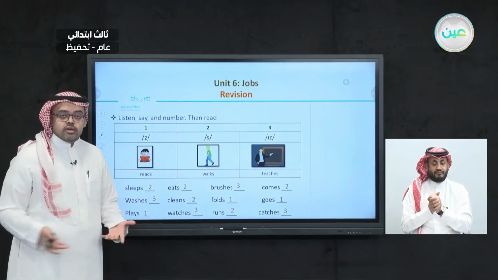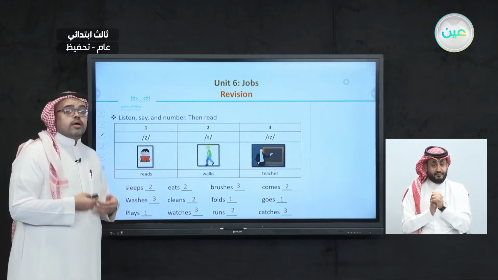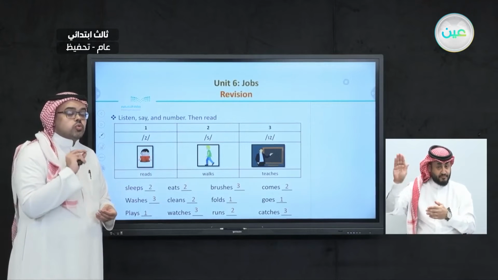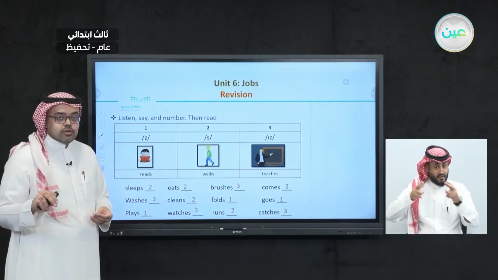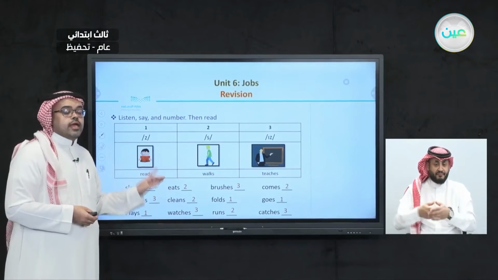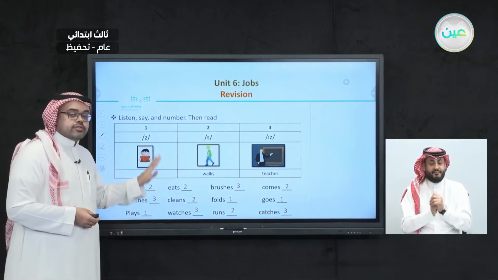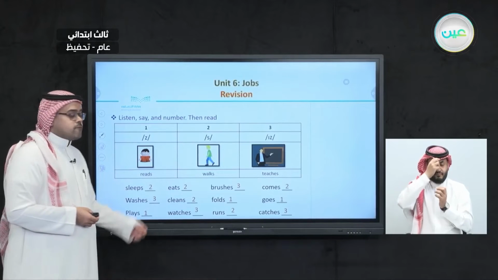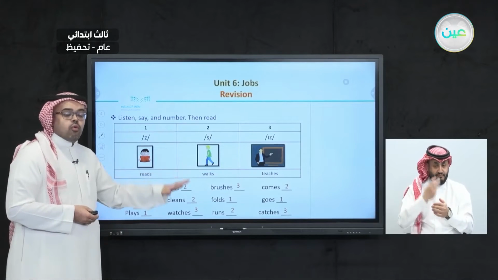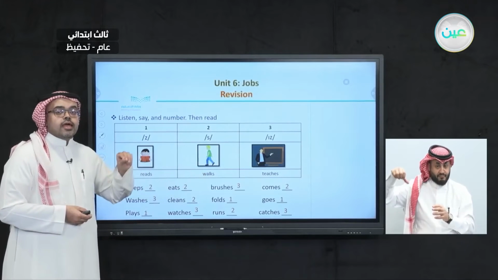And we said that we can now pronounce these words paying attention to three different sounds. So we are no longer going to pronounce them in one sound. We have three sounds for these words that end with S. We have reads, Z sound, we have walks, S sound, and we have teaches, Ez sound.